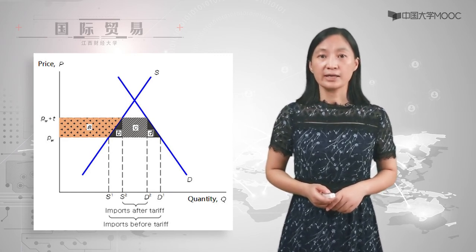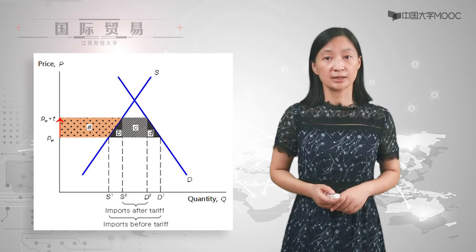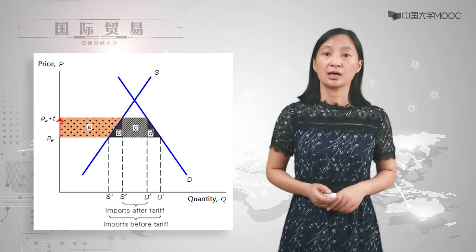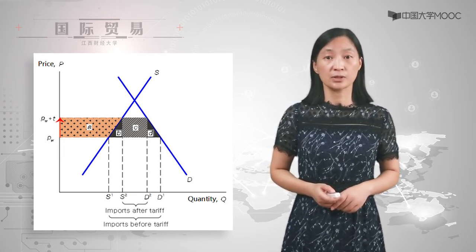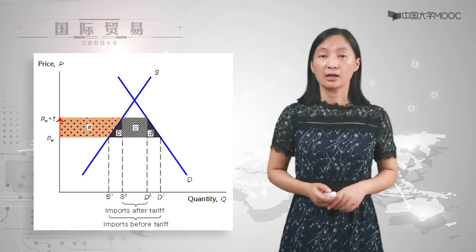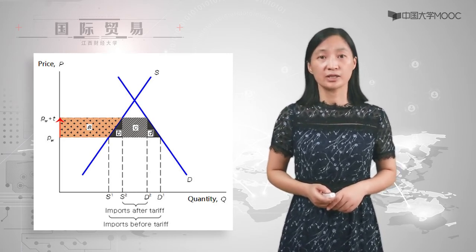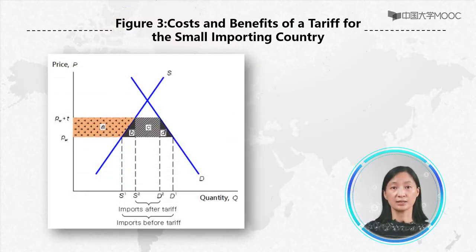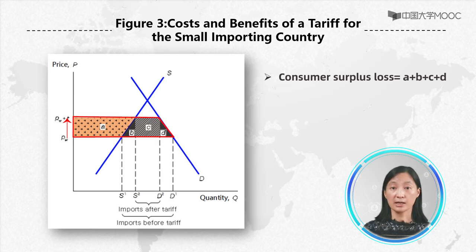The tariff raises the domestic price from PW to PW plus T. The imposing nation's consumers bear all of the tariff. Domestic consumers now face a higher price, which makes them worse off. As we can see in Figure 3, the price consumers face rises from PW to PW plus T. The consumer surplus falls by the area indicated by A plus B plus C plus D. So consumers are hurt by the tariff.